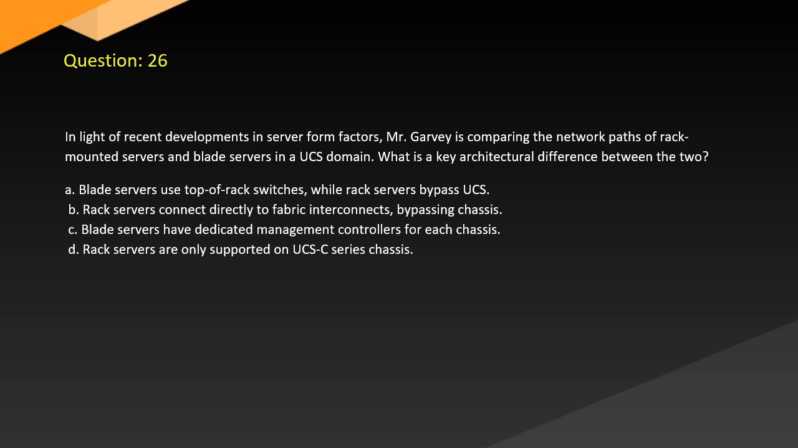A. Blade servers use top-of-rack switches, while rack servers bypass UCS. B. Rack servers connect directly to fabric interconnects, bypassing chassis. C. Blade servers have dedicated management controllers for each chassis. D. Rack servers are only supported on UCS C-series chassis.